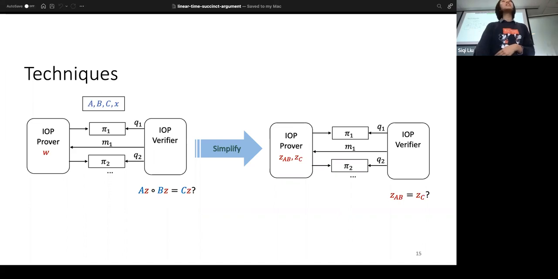Okay. But then the prover needs to commit to ZAB and ZC at some point, right? Yes, definitely. It definitely needs to do that. I will talk about it. So we'll do this more simplified task later.